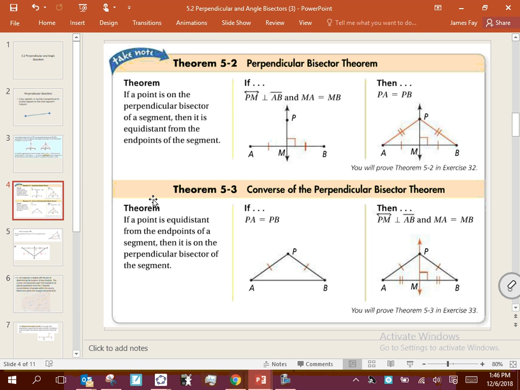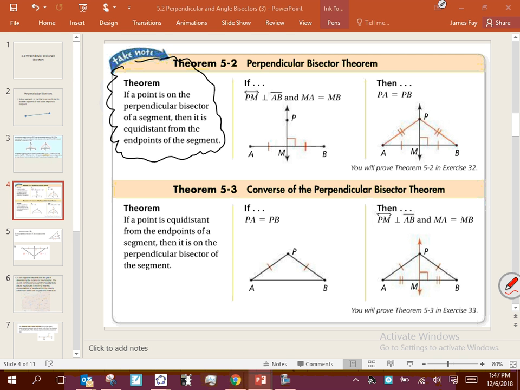This theorem right here says if a point is on the perpendicular bisector of a segment, then it is equidistant from the endpoints of a segment. Equidistant, equal prefix means equal, right? Distant refers to length. So it's at the equal length or same length. Same distance, however you want to phrase it, okay? The converse of this theorem is there below. It is also true.